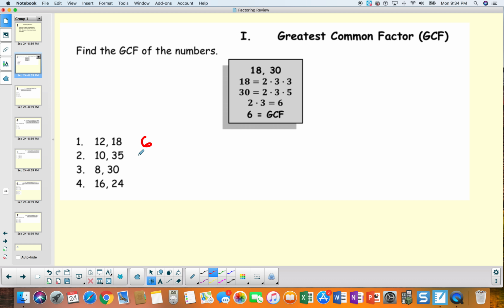For number 2, it'll be 5. For number 3, it looks like it's going to be 2. And for number 4, it'll be 8.